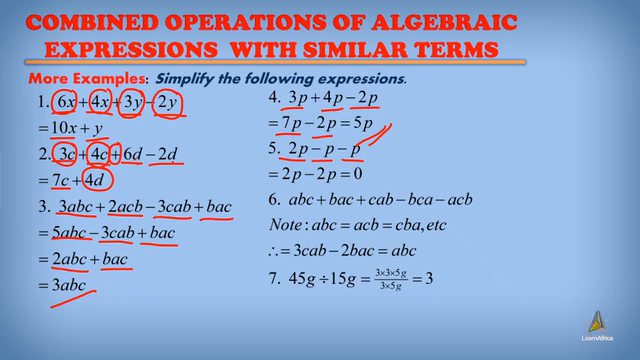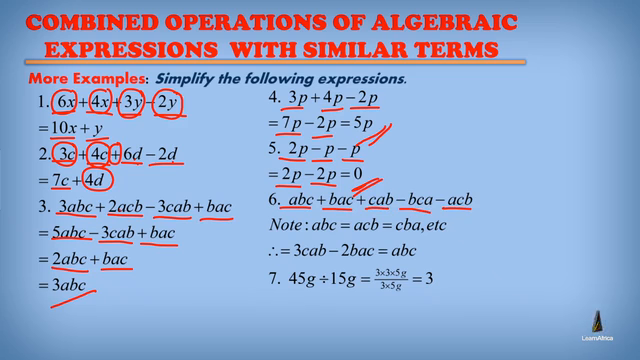Okay, so 2p, we bring down our 2p, then the minus p and minus p is like bringing two negative signs together. So we're going to have minus 2p. Then we put them together, and that gives us an answer 0. Next, question 6, we have ABC, BAC, CAB, minus BCA, and minus ACB.